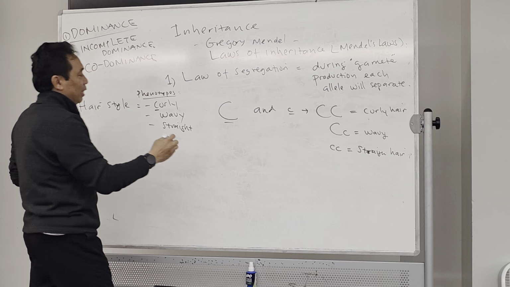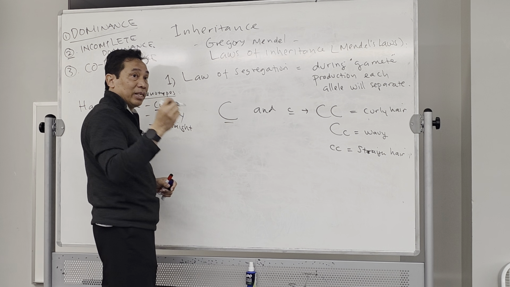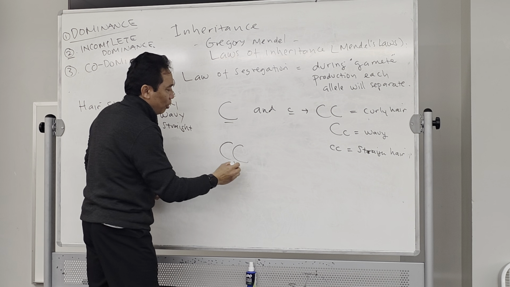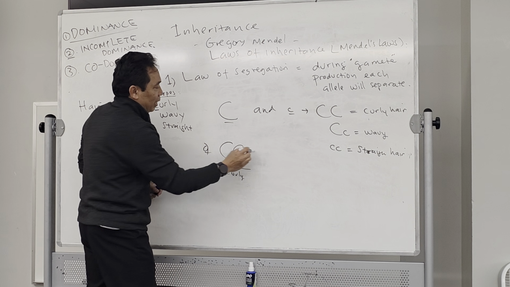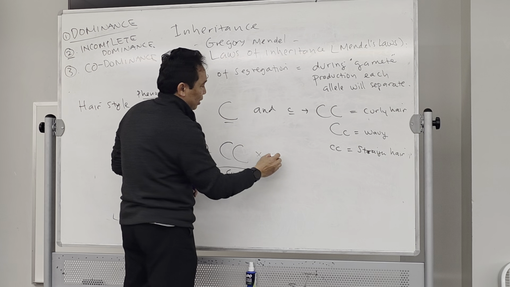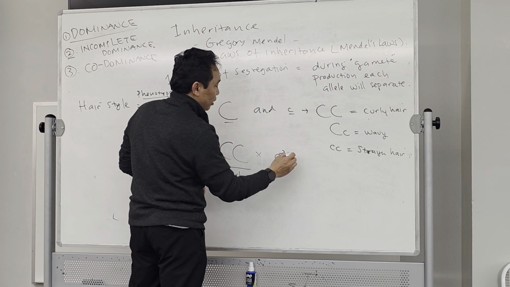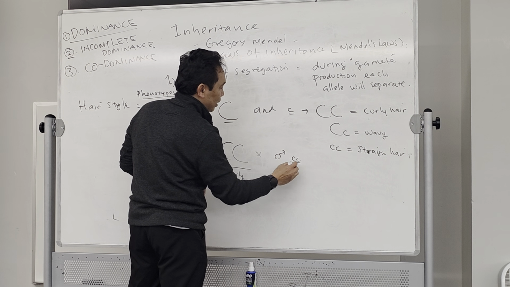Now, let's say someone is curly. So if it is curly, you should be able to tell, oh, it's going to be this, curly. Let's say she is married to a male that is actually straight hair. So it's going to be like this.